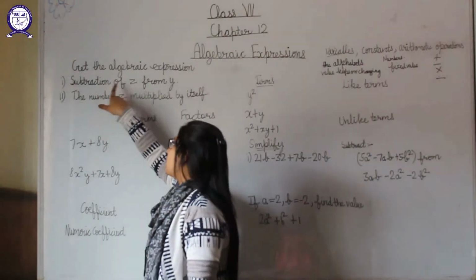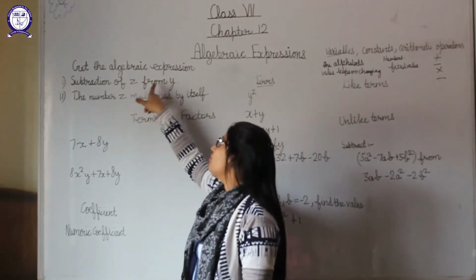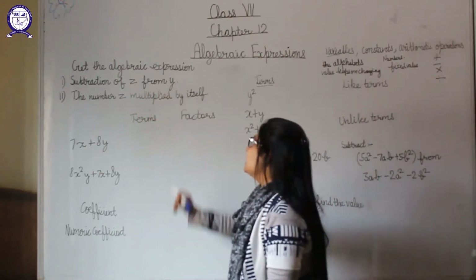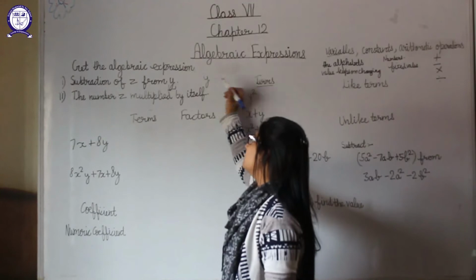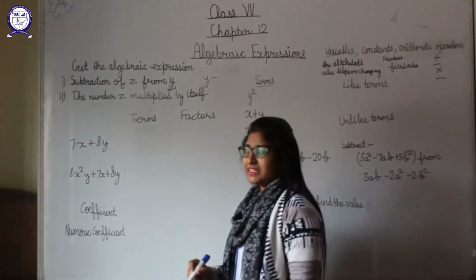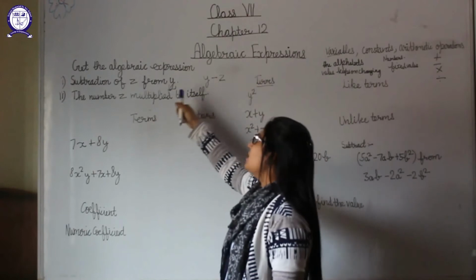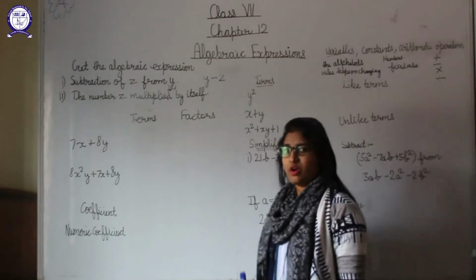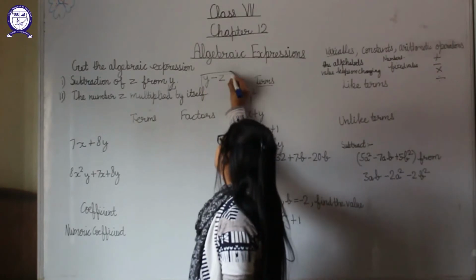Here the first part is subtraction of z from y. What do we have to do? We have to subtract z from y. We know that whenever there is subtraction and there is the word from, then whatever is there after from will become first. So y will come first, then for subtraction a minus sign should be there, and then we subtract z. So we can write it as y minus z. As you can see, we have used the variables here and the arithmetic operation, subtraction, and we get the algebraic expression, that is y minus z.